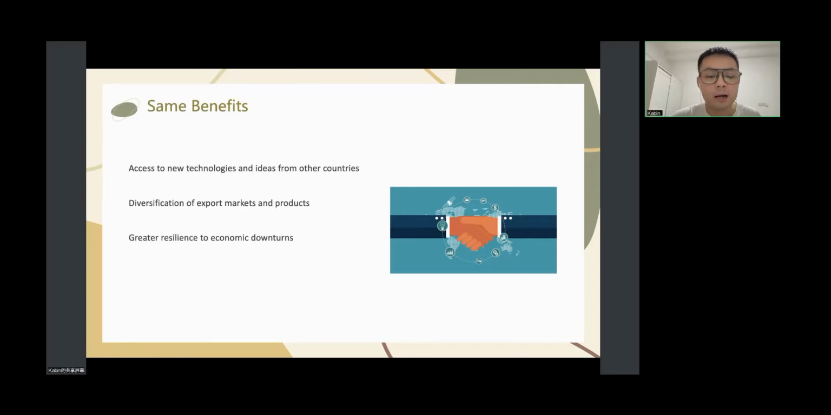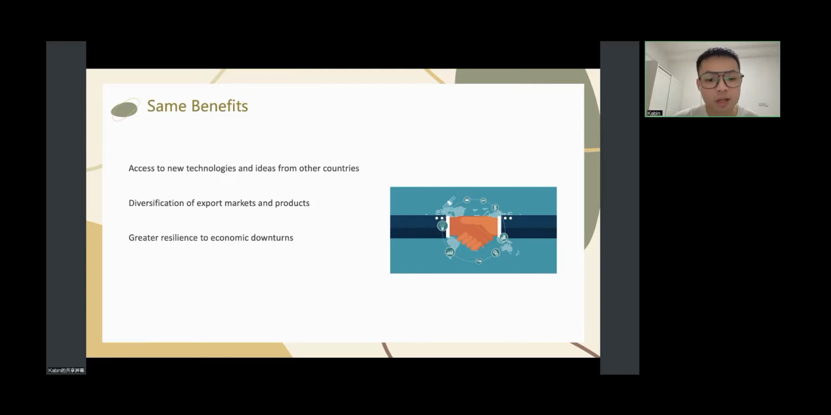Developing countries that rely heavily on exporting one product to one market may be vulnerable to fluctuations in demand or changes in trade policies. But by diversifying their export markets and products, they can reduce this vulnerability.